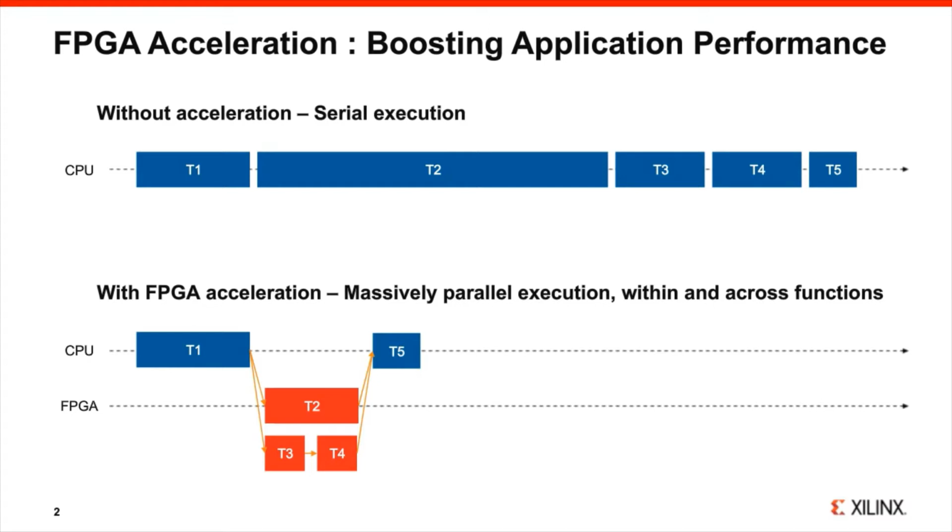At the bottom of the slide, it shows running some of the tasks in hardware concurrently. For example, task 2 is running in parallel with tasks 3 and 4. This is an abstract explanation of what you can achieve with FPGA acceleration. It's all about leveraging parallelism to increase performance.